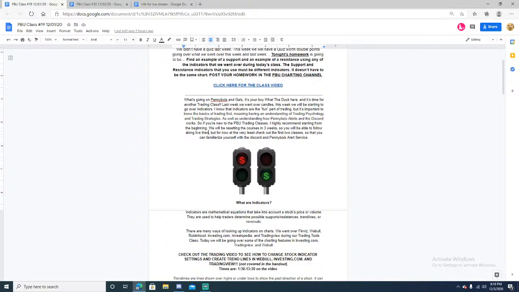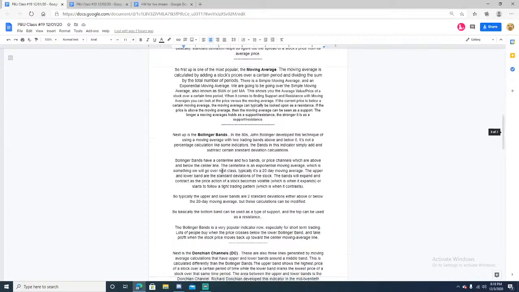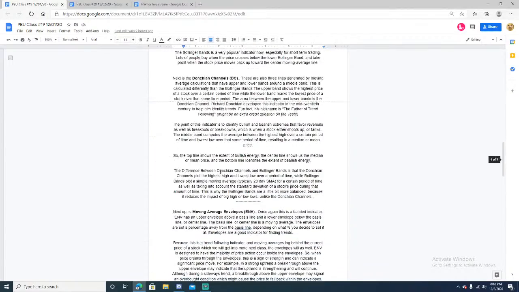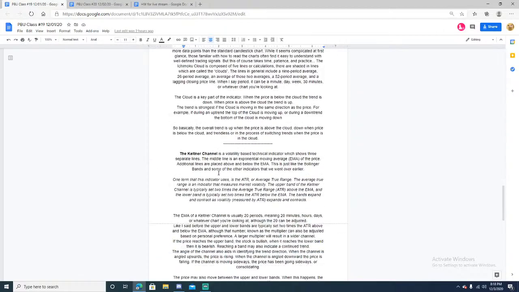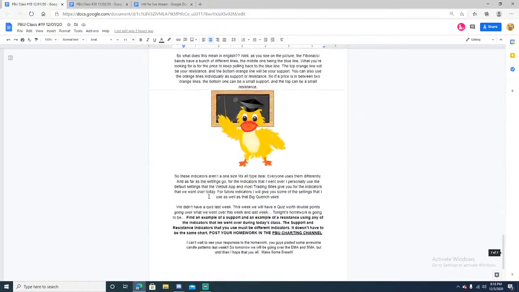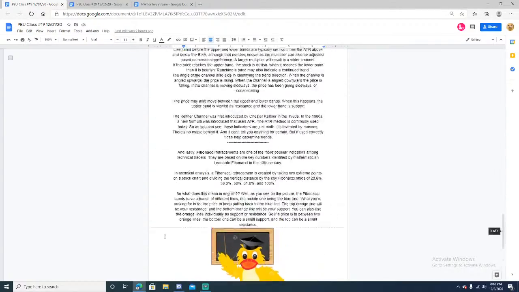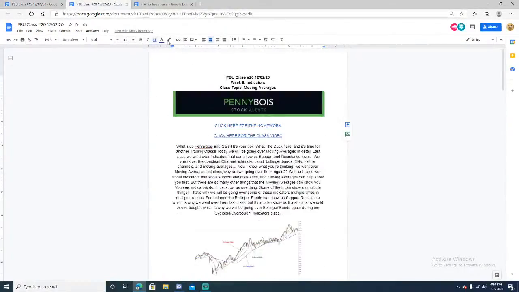Basically, you get a video and you get the handout. The handout goes over a bunch of stuff and puts it on paper for you, because with a video, half the stuff goes in one ear and out the other. This way it's all on paper for you. A little picture of a duck. I love the duck. And we do that for every class.